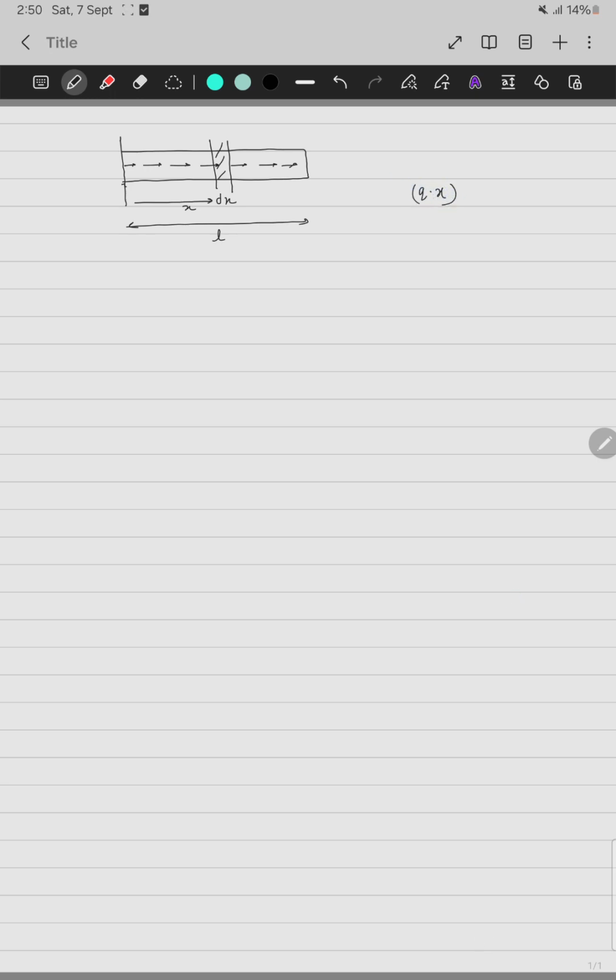For example, if you are asking how much load is on this small strip, it is basically q into x. Okay, and it will be q into x times dx. So this is the load acting on this particular strip.